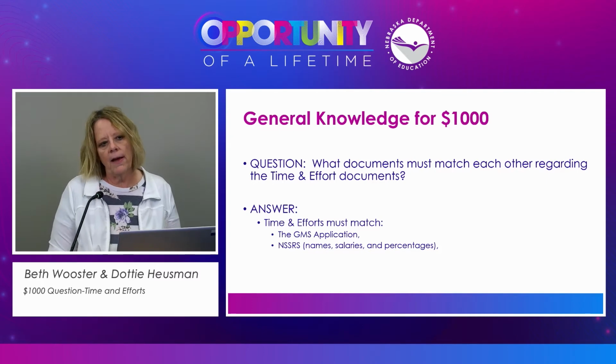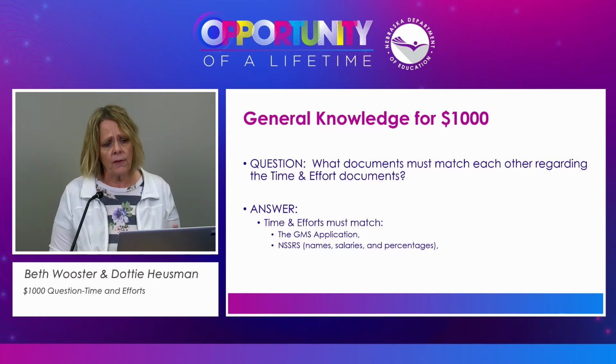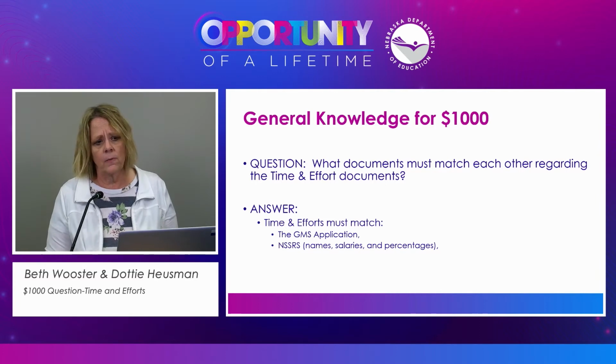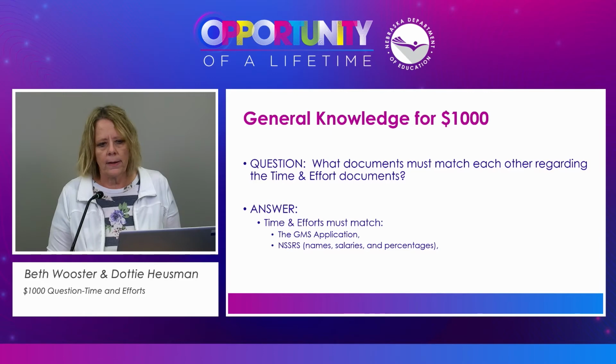So think about how that matches. You need to match, the name needs to match. So if it's Sally Jones, she should be in the GMS application. You should have a time and effort from Sally Jones. Her salary should be accurate in GMS as well as in NSSRS, and the percentages all have to match. So if she's in NSSRS as being a 50% person for Title I, let's say, then that time and effort should also match that 50%.